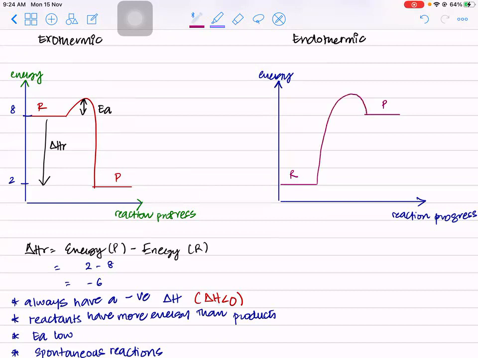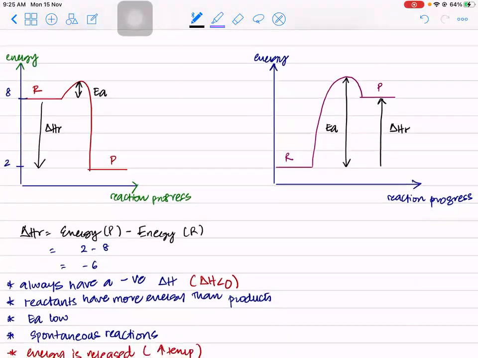So this entire thing right here becomes the activation energy. And you see, you require a lot of activation energy. That is why these reactions are non-spontaneous, because they will require a lot of energy. And from reactant to your product, this right here is your delta H of the reaction.